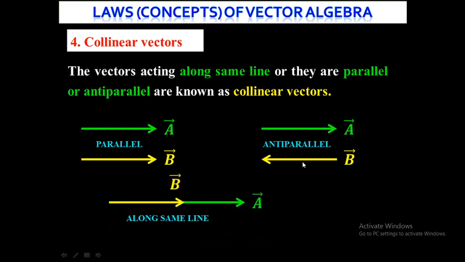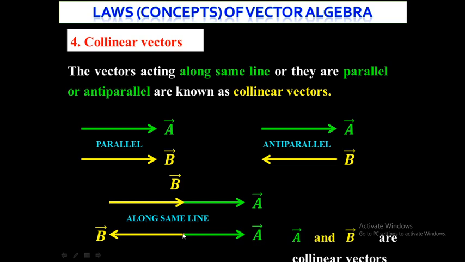Suppose the vectors are along the same line, this is vector A and this is vector B, and the angle between them is 0, so these are also collinear vectors. Suppose both the vectors are in opposite direction but along the same line and the angle is 180 degrees, so these A and B vectors are also collinear vectors. So collinear vectors are parallel, anti-parallel, or along the same line.